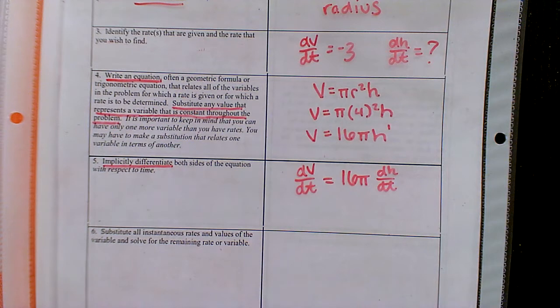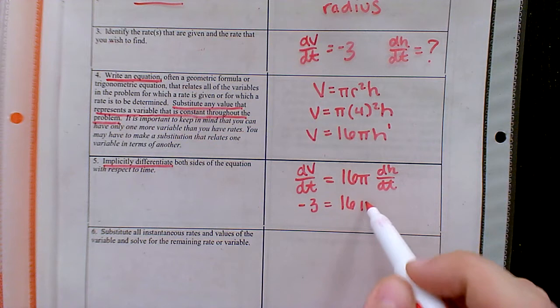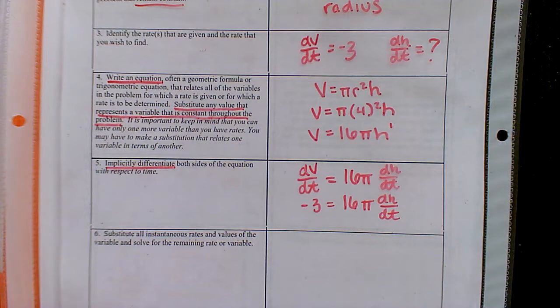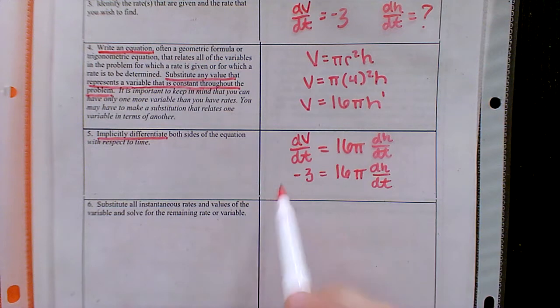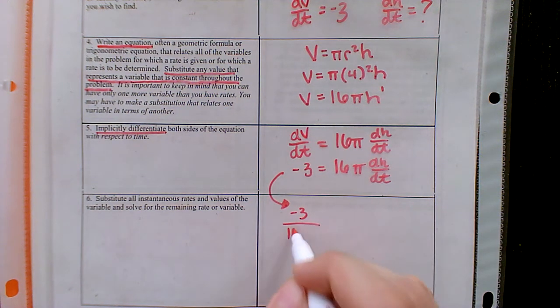So let's fill in what we know. We know dV over dt is -3. And nice thing for us, we're trying to figure out dh over dt. Maybe I should have written that down here in this block. Okay. So let's go ahead and divide over the 16 pi.